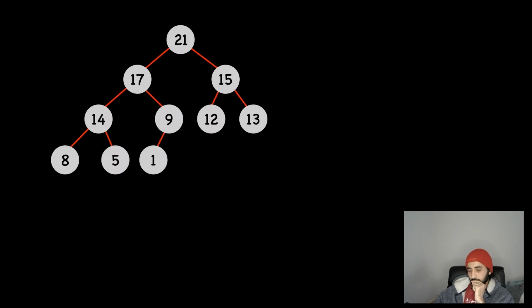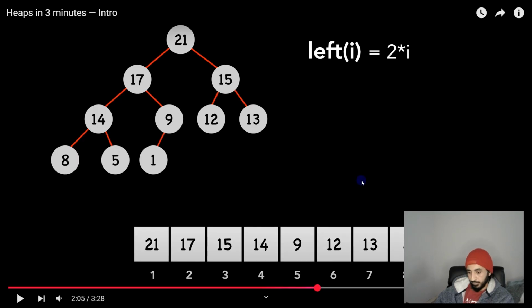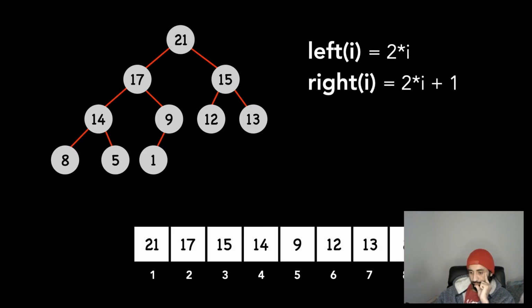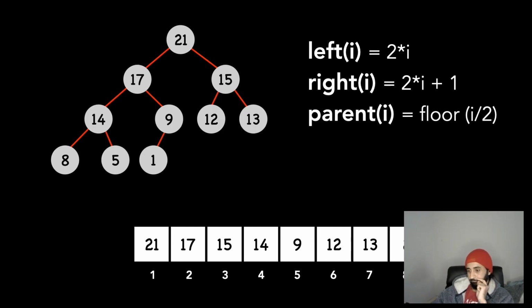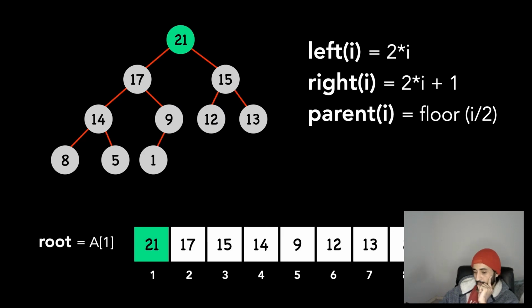I'd also like to show heaps represented as an array. Here's our max heap, and here it is as an array. The root of the tree is at index 1 of the array. To get a node's left child, you simply multiply the index by 2. And to get the node's right child, you multiply the index by 2 and add 1. Finally, to retrieve a node's parent, take the floor of the node's index divided by 2. We choose to put the root at index 1 instead of 0, as it keeps this arithmetic cleaner, and most computers can do these operations with fewer instructions.